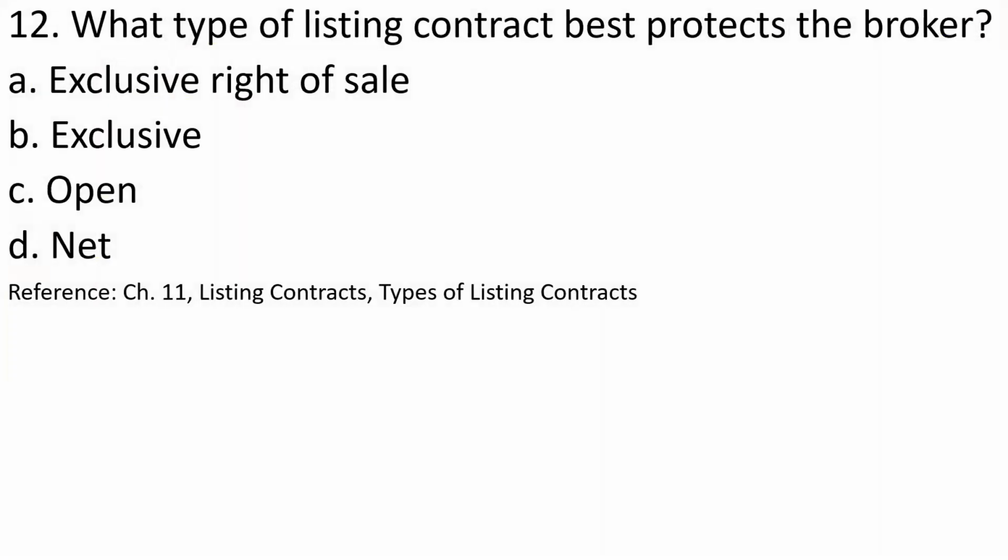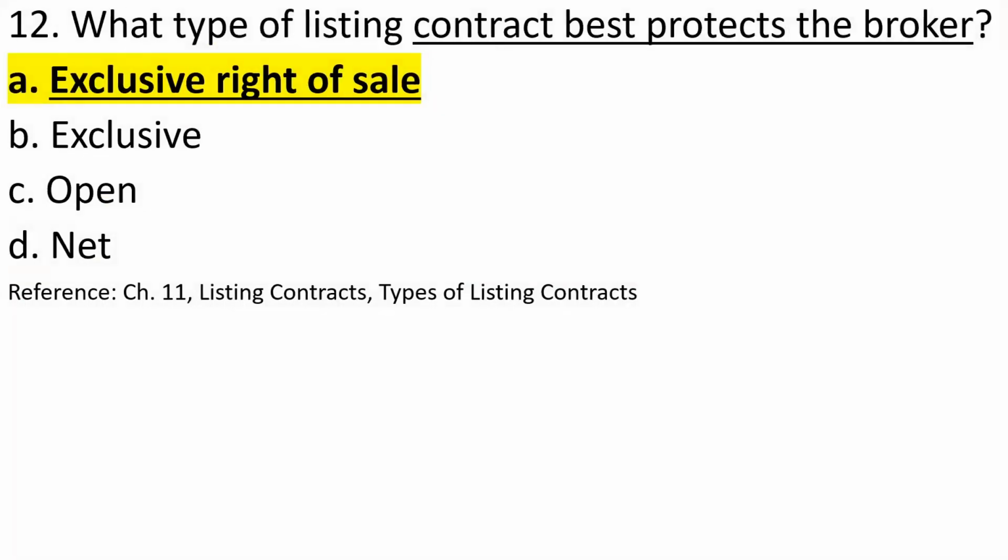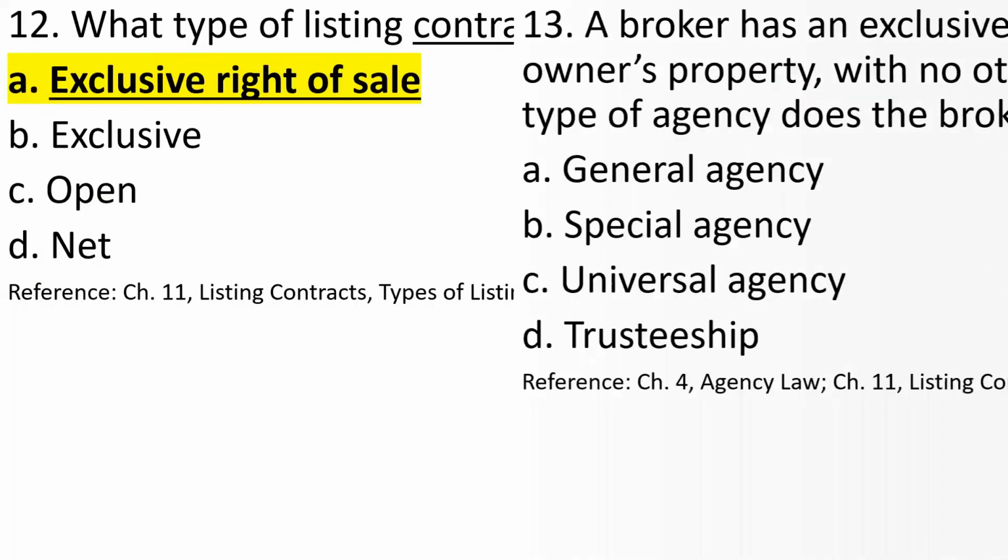Number 12, what type of listing contract best protects the broker? You understand here, that is the exclusive right of sale. Remember, exclusive right to sell. That's the best protection for the broker.